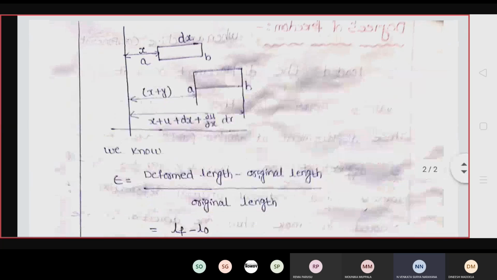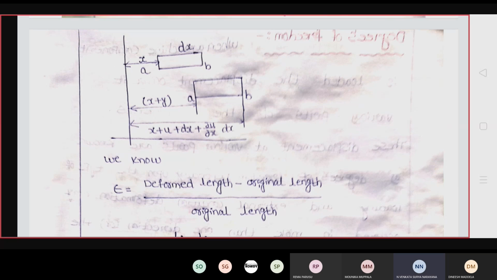So it is to be clarified by using this diagram. First of all, I am taking an element, points AB with a length of x. The deformation will be dx. After that, I am applying transformation on moving the element from length x in the y direction to a length of x plus y. Not changing the position, I am transforming the element space from one to another. Next, the total length will be x plus u plus dx plus dou u by dou x dx. This is the total length.